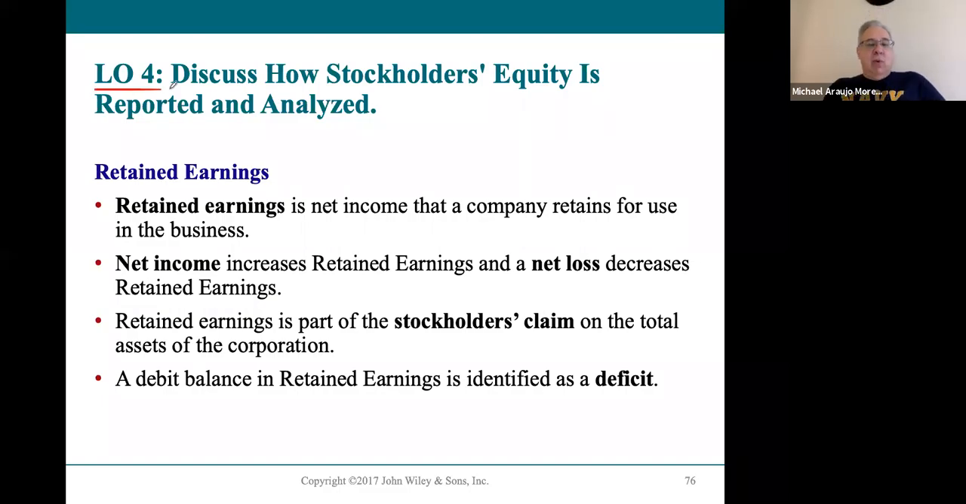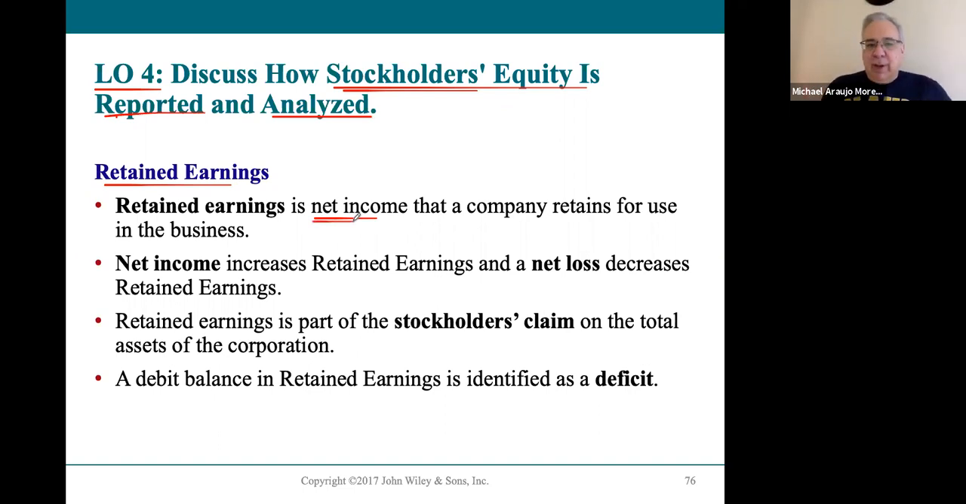So learning objective 4 talks about how stockholders' equity is reported on the balance sheet. And then we'll also look at a little bit of analysis that we're going to be doing. But first things first. As you know, stockholders' equity has two parts to it, right? Paid in capital, which is the owners putting money in exchange for shares of stock, whether that be common stock or preferred stock. It's still paid, and they're paying in money to get ownership. And then there's retained earnings, which, as you know, is all about the profits of the company.